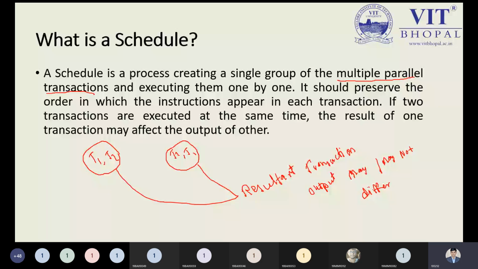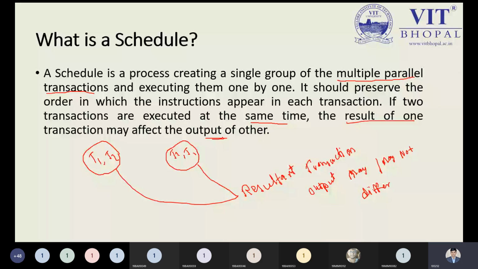We will see it by an example, so no problem. Let me give you some idea about the theoretical part. If two transactions are executed at the same time, as I told you, the result of one transaction may affect the output of the other. This is the point we need to keep in mind, and I will tell you more detail about this schedule concept with an example.